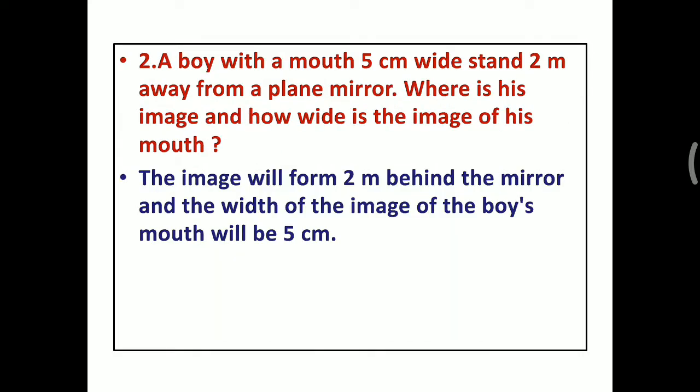The second question, a boy with a mouth 5 centimeter wide stands 2 meter away from a plane mirror. Where is his image and how wide is the image of his mouth? You know that a plane mirror forms virtual and erect image. So if the mouth is 5 centimeter wide, the image is also 5 centimeter wide. So the image will form 2 meter behind the mirror and the width of the image of the boy's mouth will be 5 centimeter.